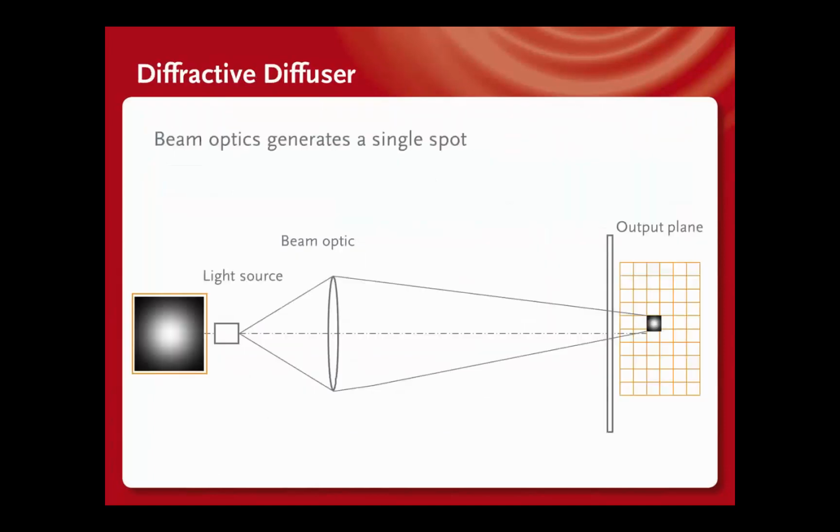So what's now the difference of a diffractive diffuser element for homogenization? Optical setups with diffractive diffusers consist of a so-called beam optics. That means beam optics can be a collimation lens, a focusing lens, a beam expander, or an imaging setup. And the beam optics is just responsible for generating a very narrow spot in the target plane. And this spot determines the optical resolution that we have.